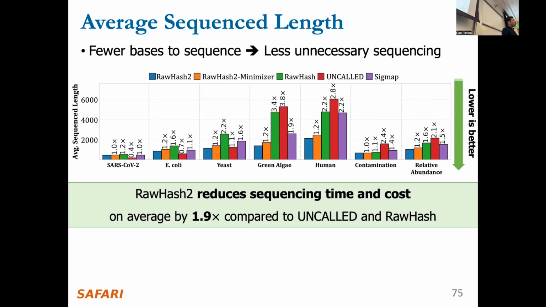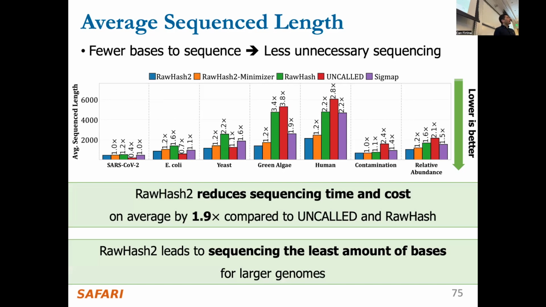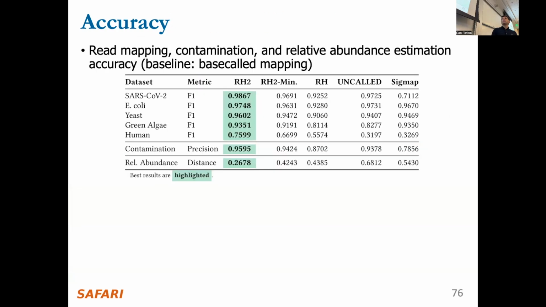So we see that RowHash 2 reduces the sequencing time and cost on average by 1.9x compared to Uncalled and RowHash. And also, RowHash leads to sequencing the least amount of bases for larger genomes. What I mean by larger genomes is these ones except the viral and the E. coli. And for E. coli and viral, Uncalled seems to be doing better than RowHash 2.